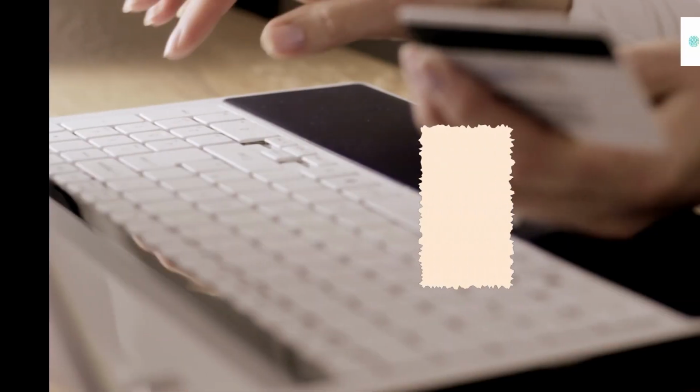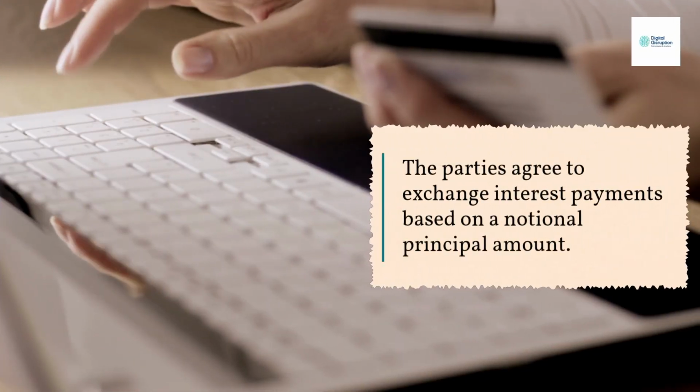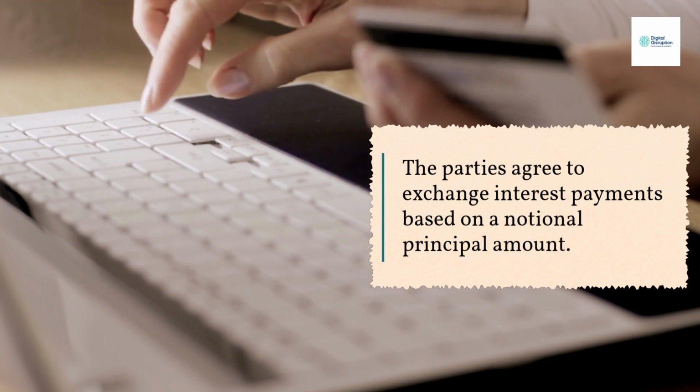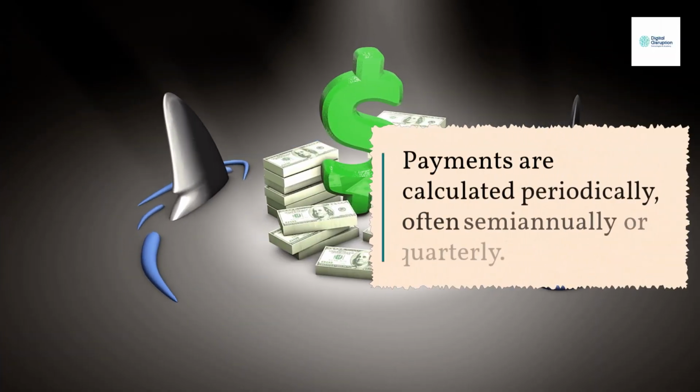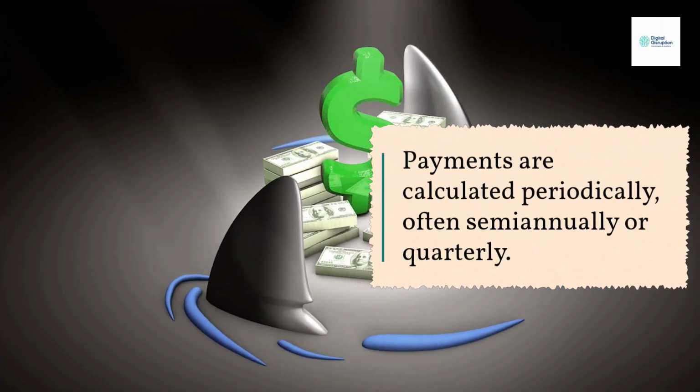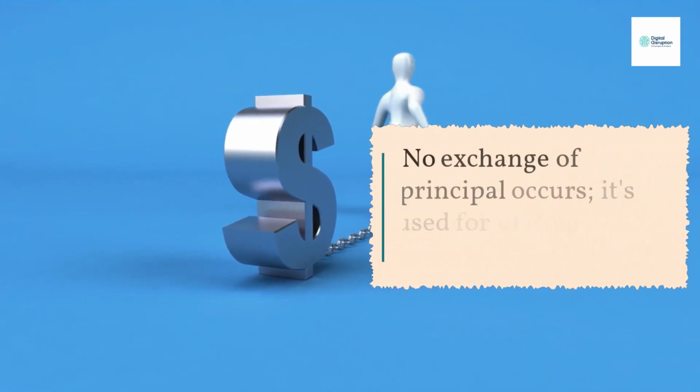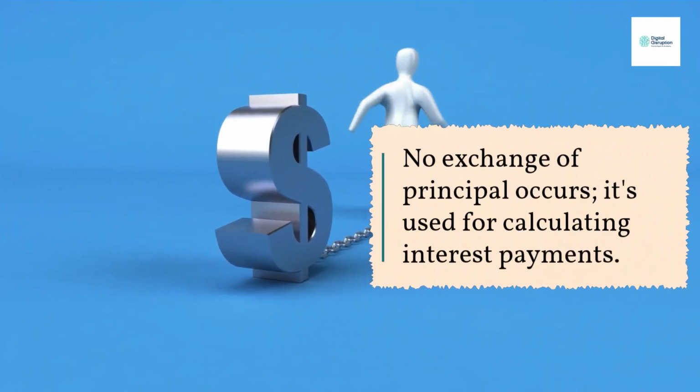4. Mechanics. The parties agree to exchange interest payments based on a notional principal amount. Payments are calculated periodically, often semiannually or quarterly. No exchange of principal occurs. It's used for calculating interest payments.